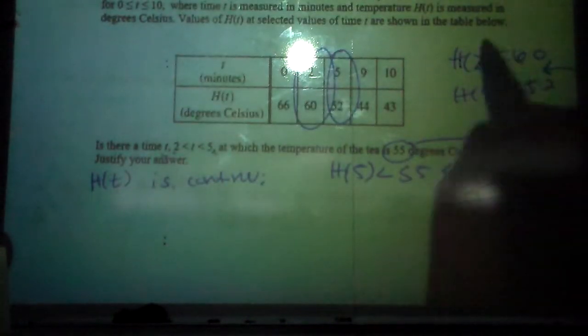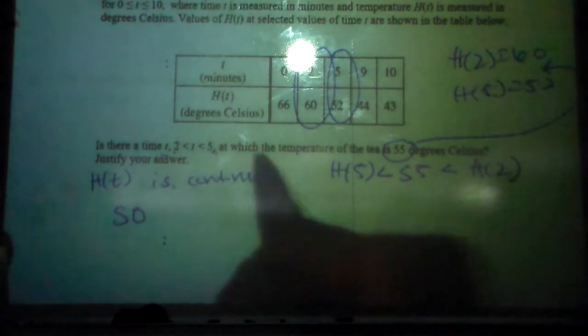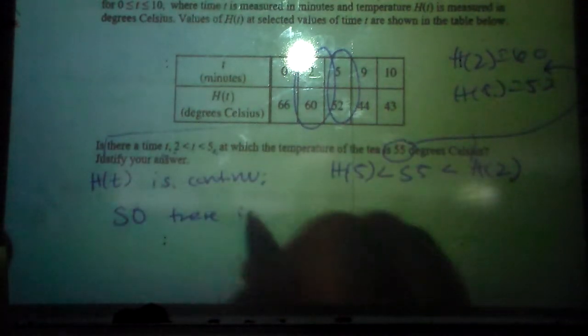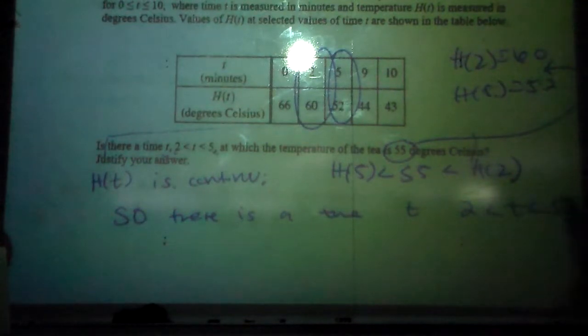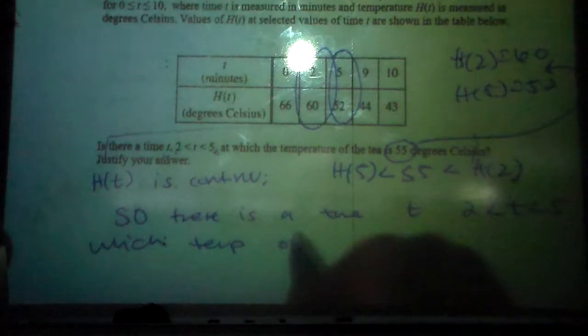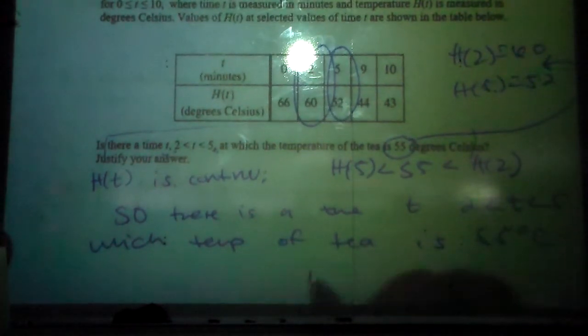So I have my two conditions. It's continuous. The thing I'm trying to prove is between the two I'm looking at. So because of this, there is a time t on the interval 2 to 5 at which the temperature h of t is 55 degrees Celsius by IVT. So I have my continuity, between the two values, what I've proven, and the theorem I proved it by.